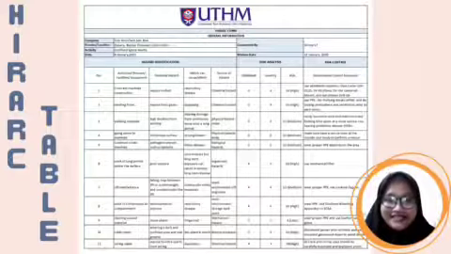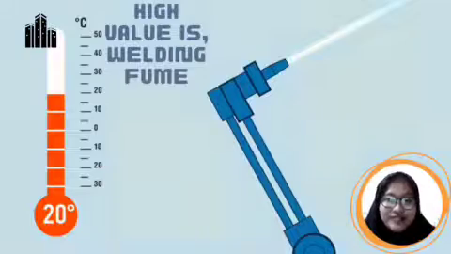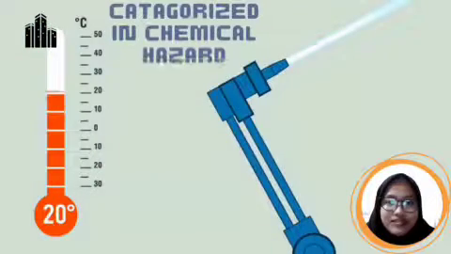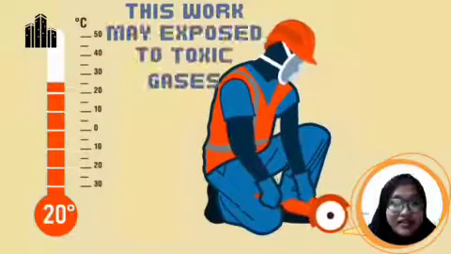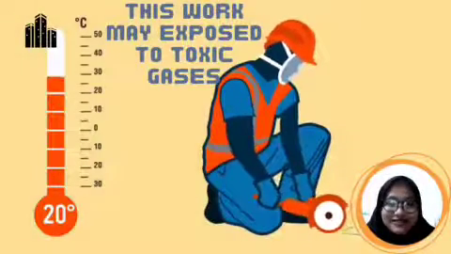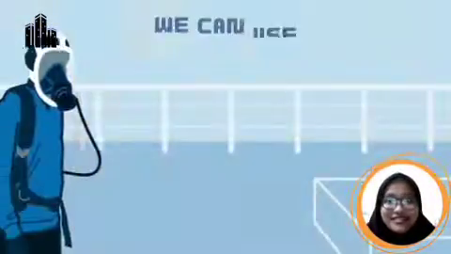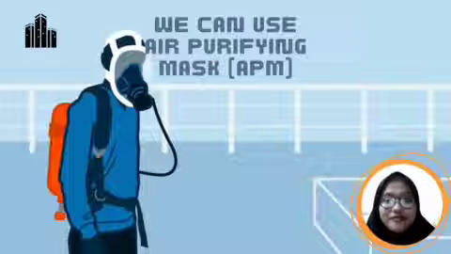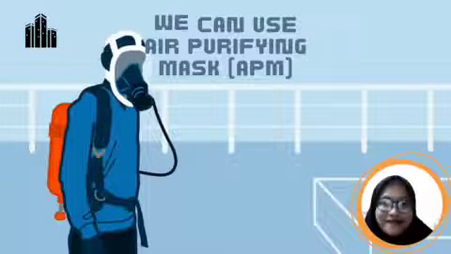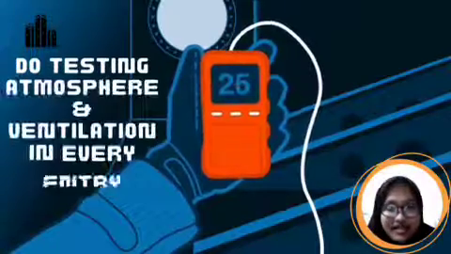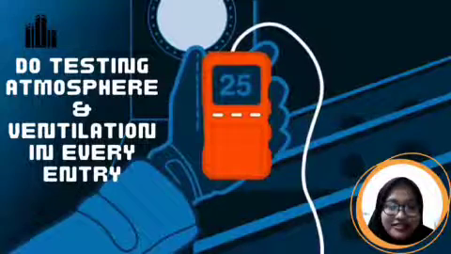So we continue with the highlight table. This is our highlight table. For health hazard, the highest value is burning fuel. It was categorized as a chemical hazard, and it may expose workers to toxic gases, and the result was poisoning. The suggestion for risk control was that we can use a purifying mask that we call APM. Other than that, we can also test the atmosphere and ventilation every time we enter.